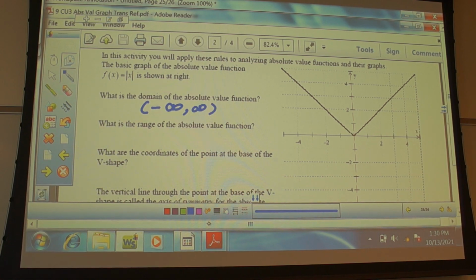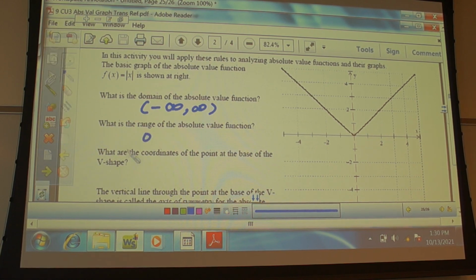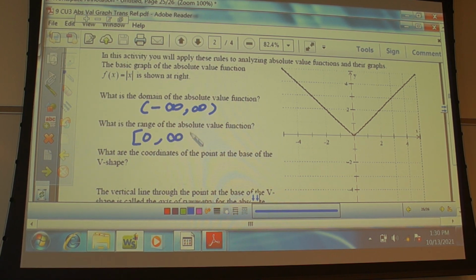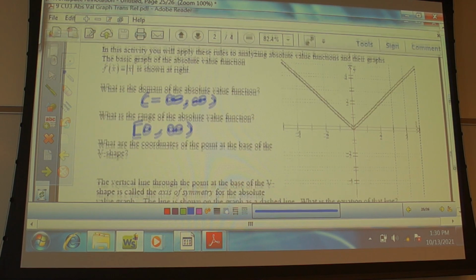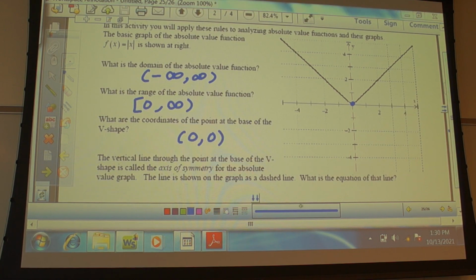What's its range? What's the lowest it goes? As I travel along this line, what's the lowest I go? 0. I can touch 0, so it's a square bracket. What's the highest it goes? Positive infinity. Can never touch infinity ever, so that's always a rounded bracket. Coordinates at the base. What's the coordinates at this spot right here? 0, 0. Yep. Origin, 0, 0. Perfect. Don't worry about the line of symmetry. We're going to skip that part.